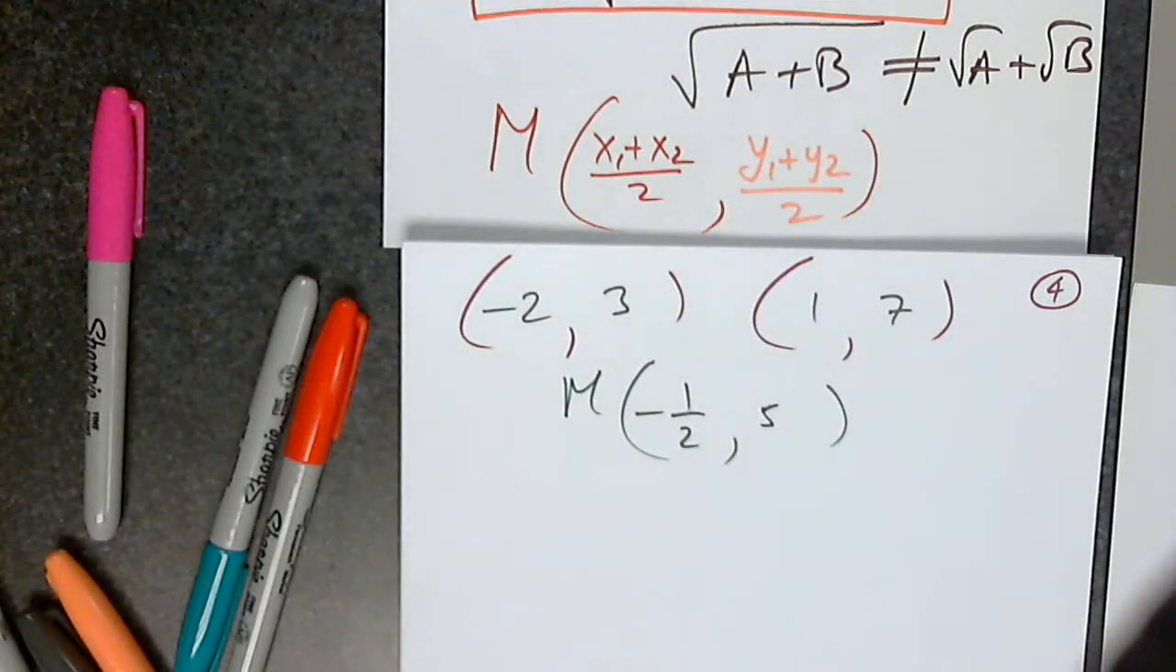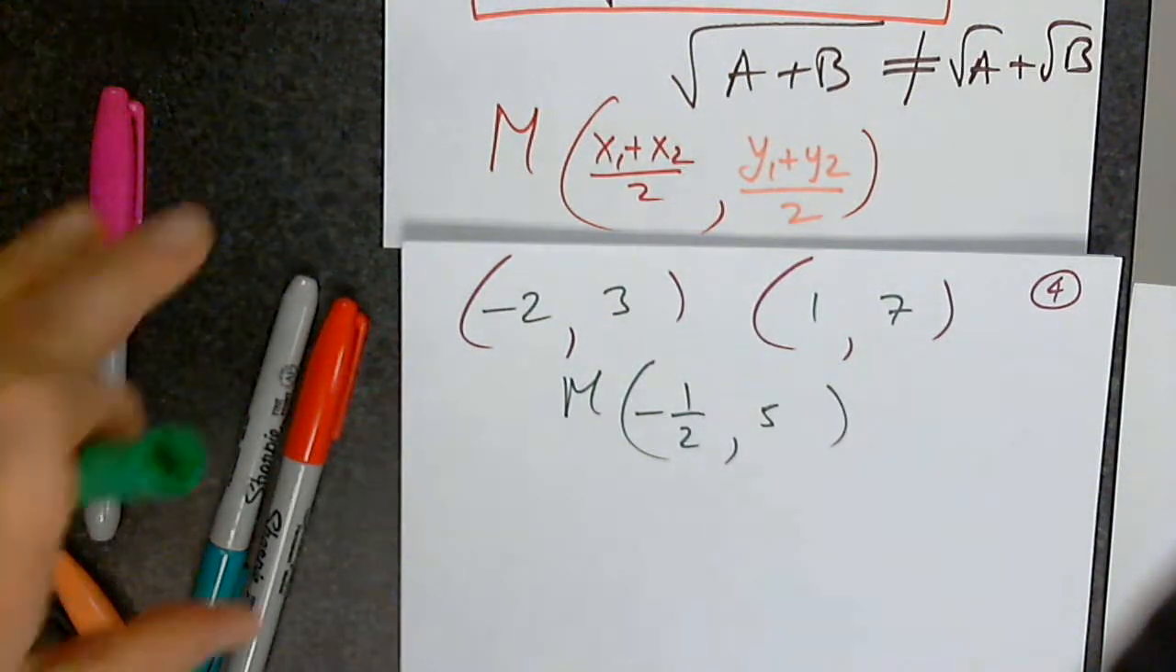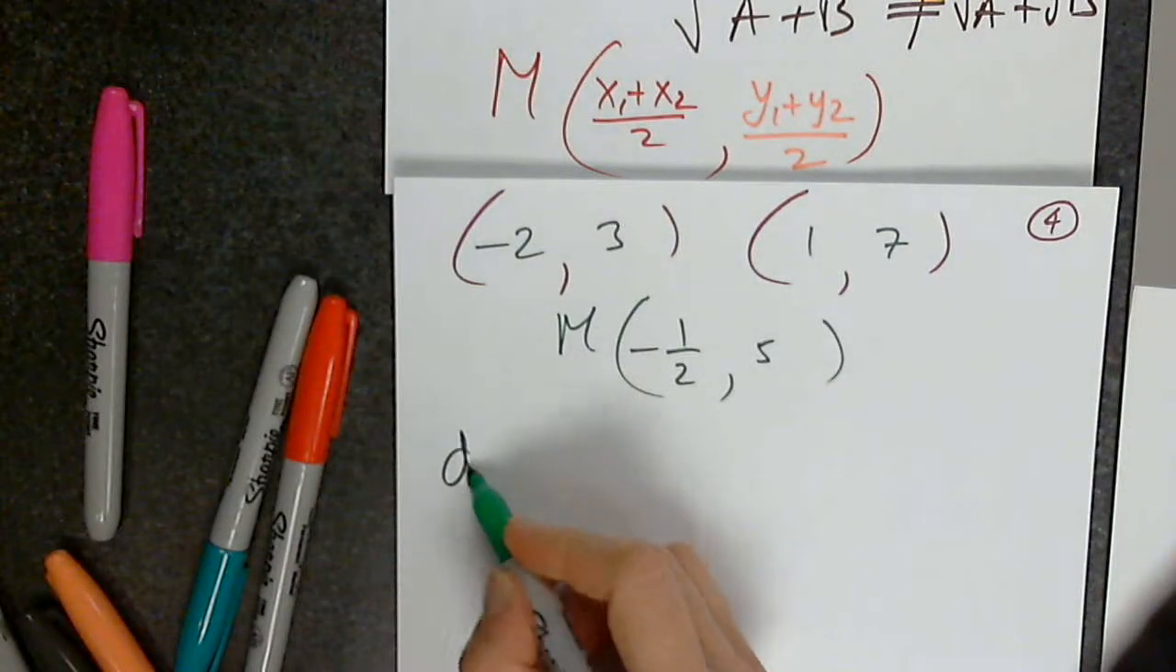So if I plot the 2 points and I connect them with a line segment, then the point negative 1/2 comma 5 will be exactly in the middle of that segment. Okay, and now all we want to do is find the distance.